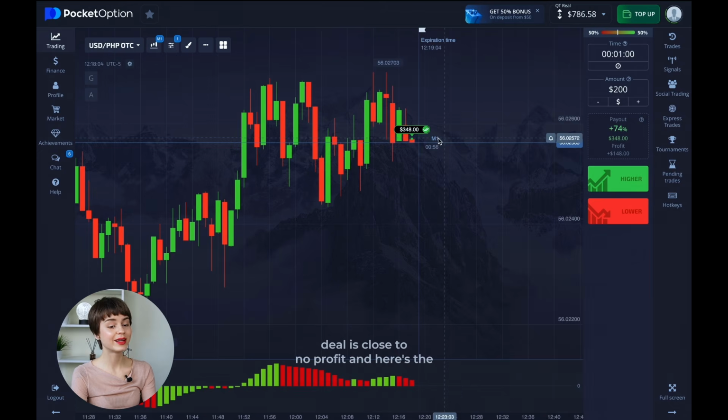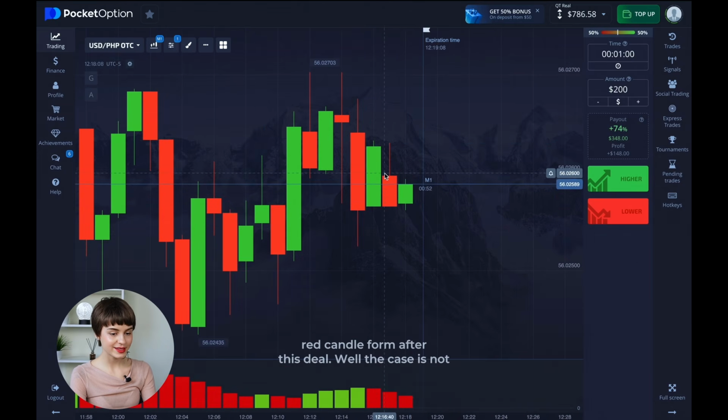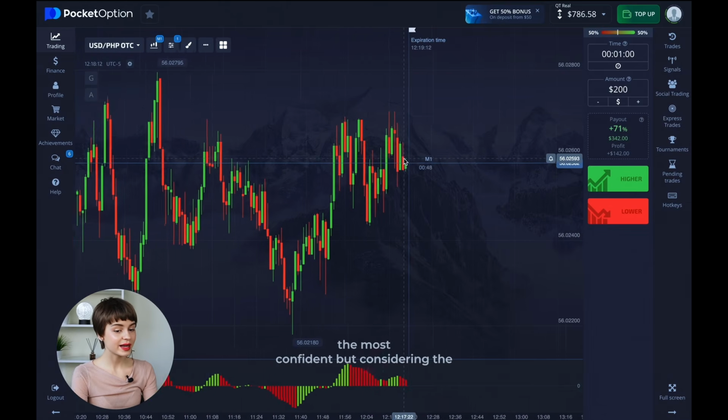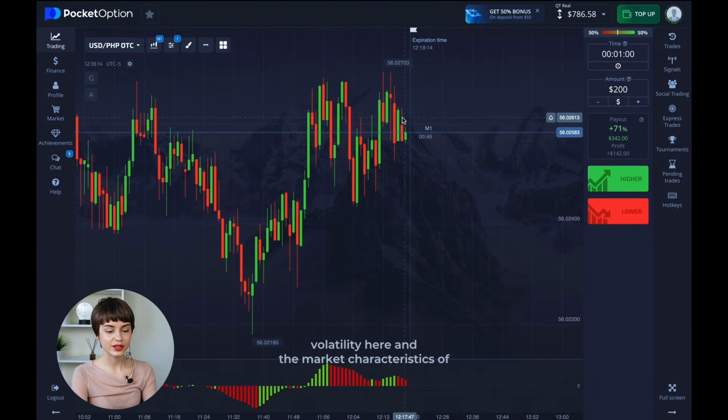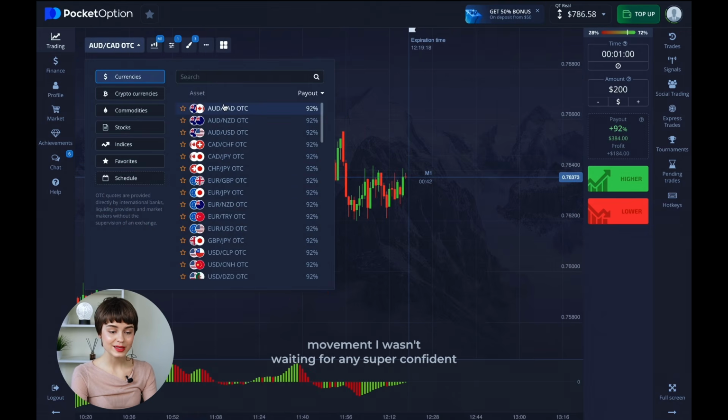Well, the deal is closed in a profit, and here's the red candle formed after this deal. Well, the case is not the most confident, but considering the volatility here and the market's characteristics of movement, I wasn't waiting for any super confident signal.